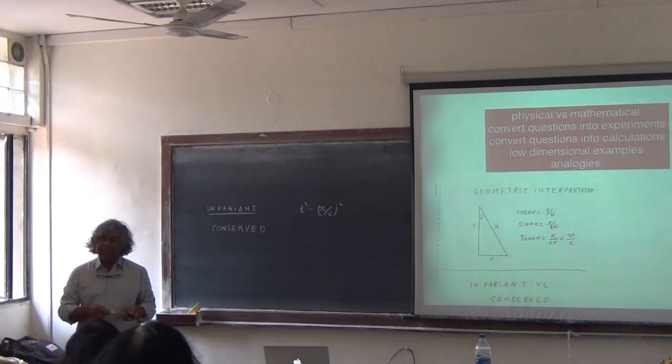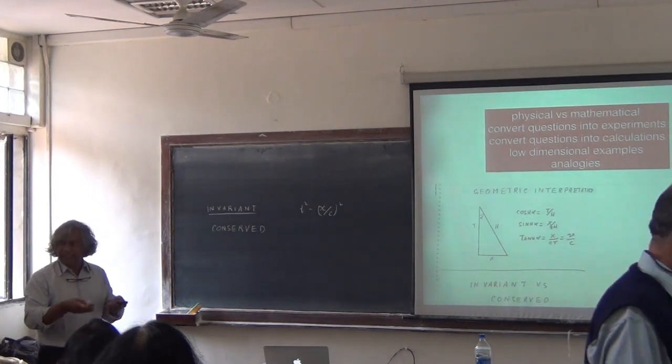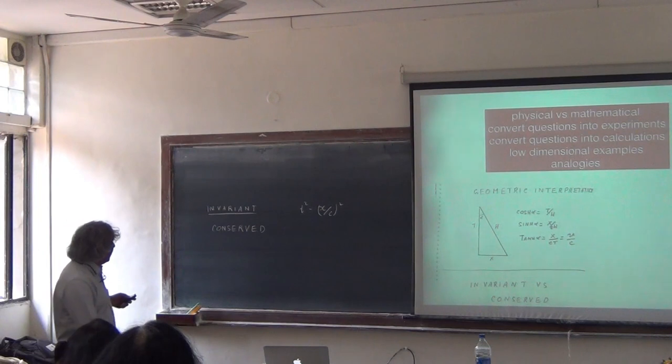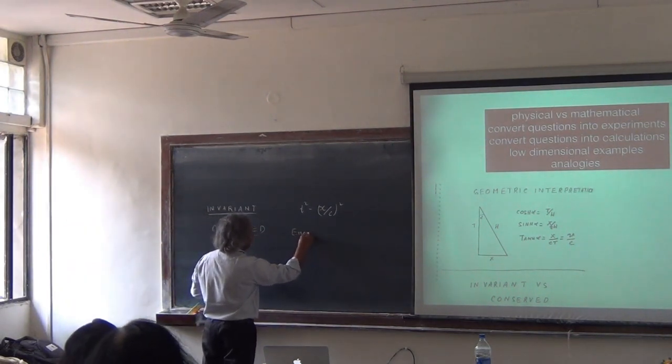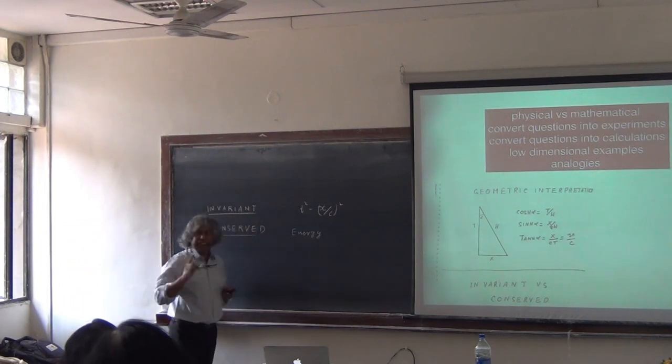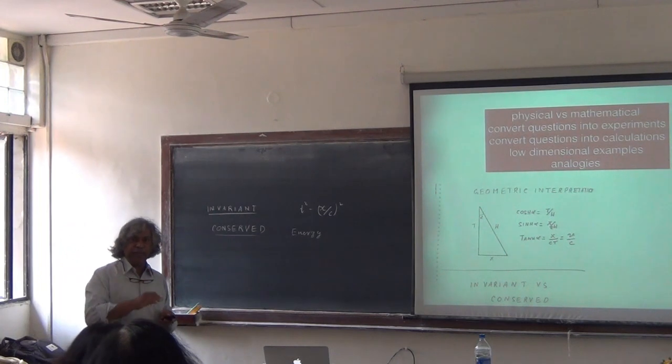For example, the charge density is not an invariant because length contracts, and the charge density changes when you go from one frame to the other. And an example of a conserved quantity is energy. In every frame, energy is conserved, but energy is not an invariant. It's not the same for all observers. And this is true even in Newtonian physics.